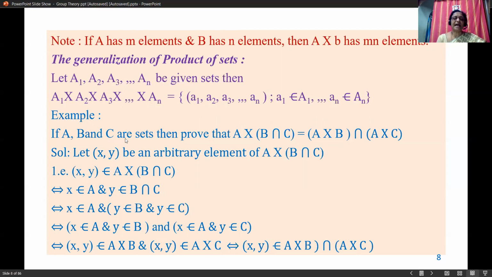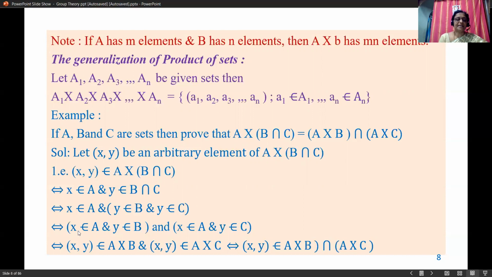So now let us consider an example. If A, B and C are sets, then prove that A cross (B intersection C) is equal to (A cross B) intersection (A cross C). So take the solution. Here 2 sets are equal if we prove that each set is a subset of the other. So let us consider (x, y), an arbitrary element of A cross (B intersection C). So (x, y) belongs to this, meaning the first coordinate belongs to A and the second coordinate belongs to B intersection C. Then this implies x belongs to A as it is, and y belongs to the intersection, meaning y belongs to both. So y belongs to B and y belongs to C.